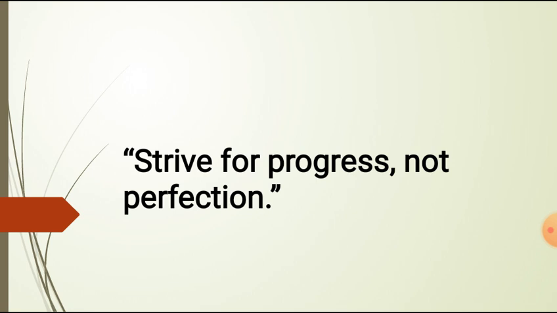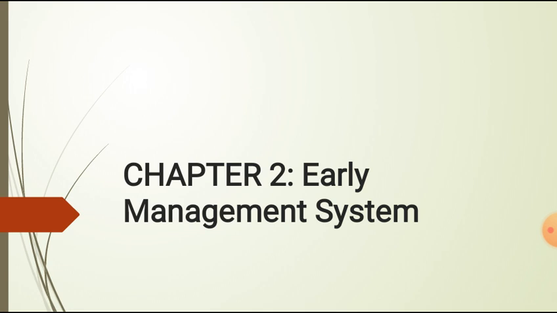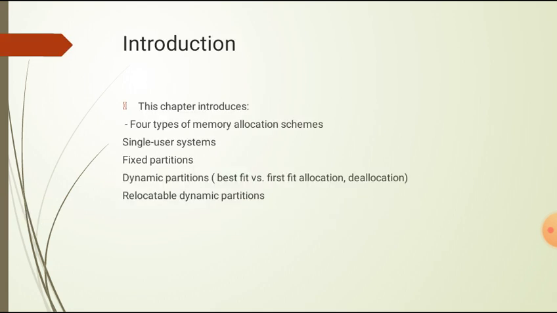Today, I am going to share some learnings I have in Chapter 2, all about early memory management systems. To introduce this chapter, the four types of memory allocation schemes are single user systems, fixed partitions, dynamic partitions, best fit versus first fit allocation, deallocation, and lastly, relocatable dynamic partitions.